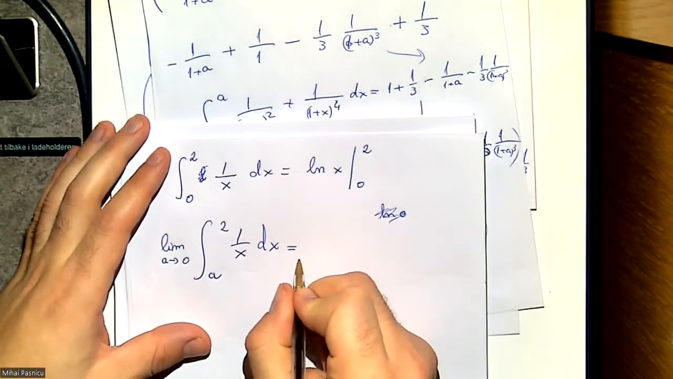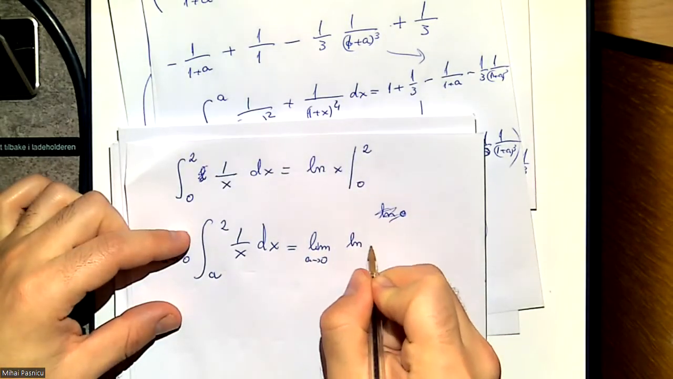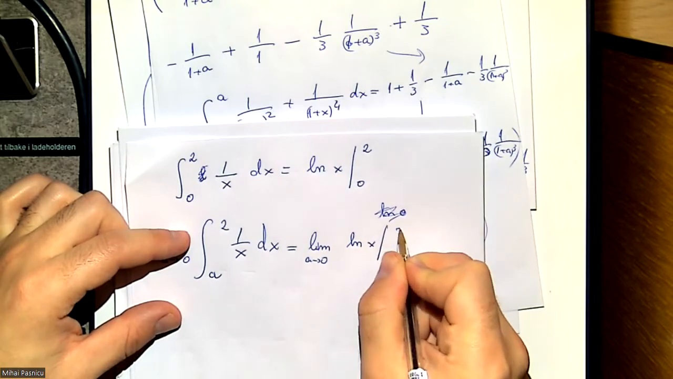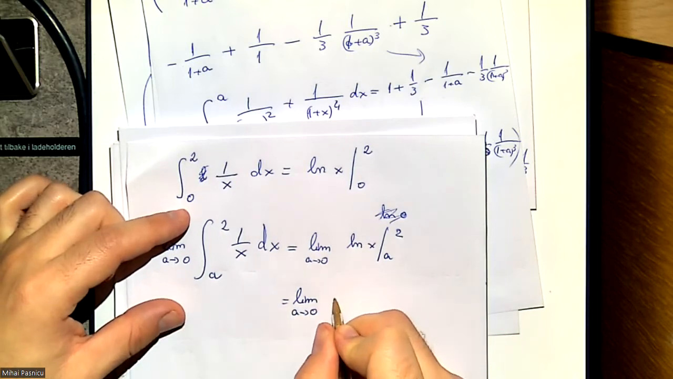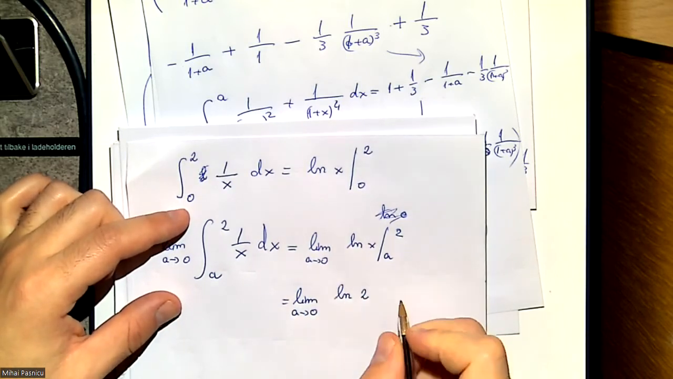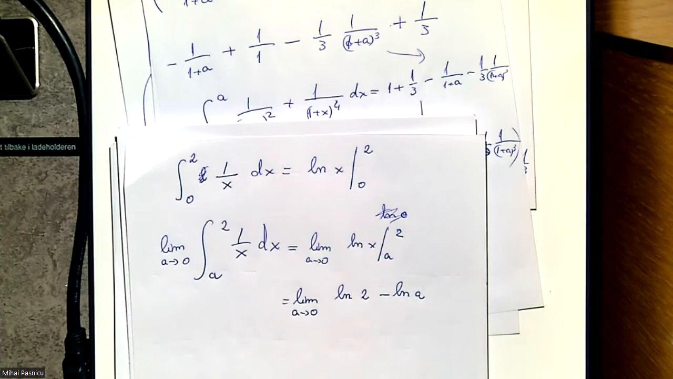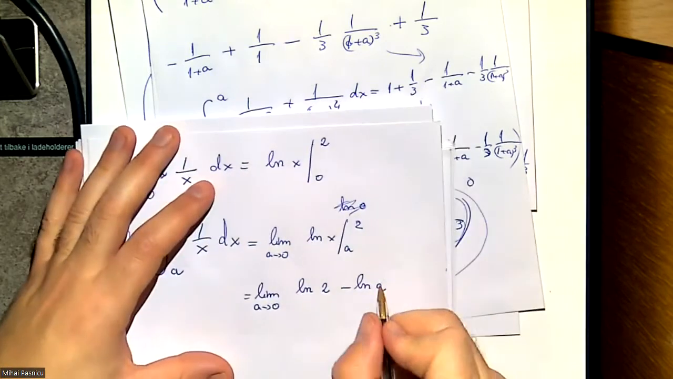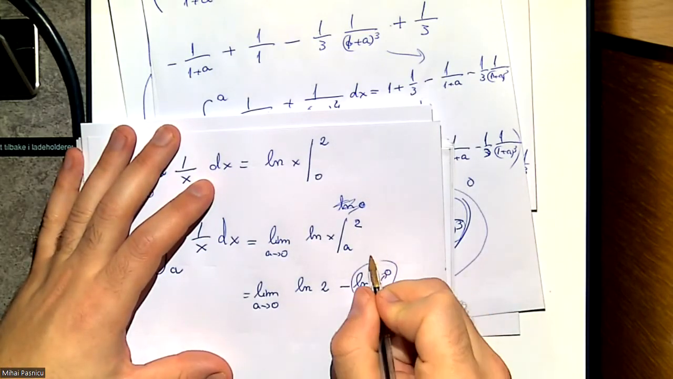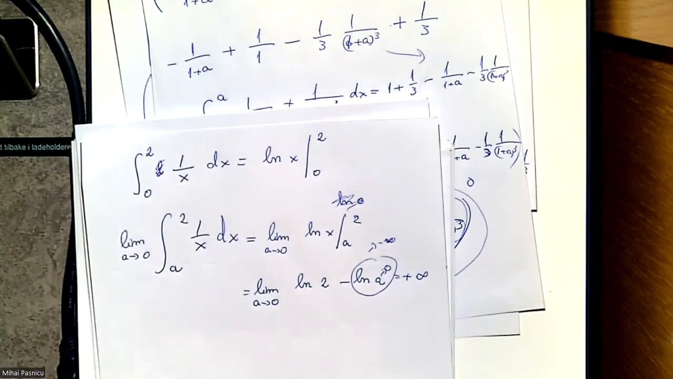Because you just get the limit when a goes to 0 of log of x between a and 2. And then you get the limit as a goes to 0 of log of 2 minus log of a. And now you can make the argument, okay, a goes to 0, log of a goes to minus infinity. So this goes to 0, the log thing goes to minus infinity, it has a minus in front, so it goes to plus infinity. Okay, does everyone kind of follow with that logic?